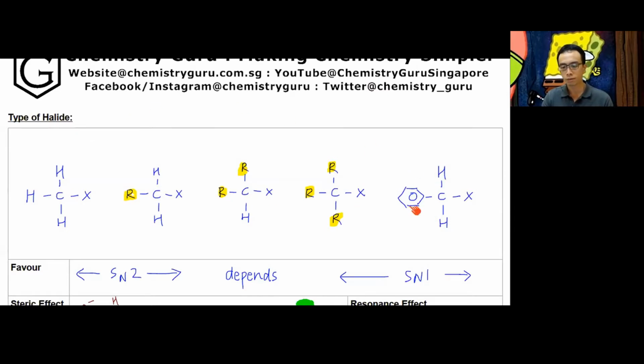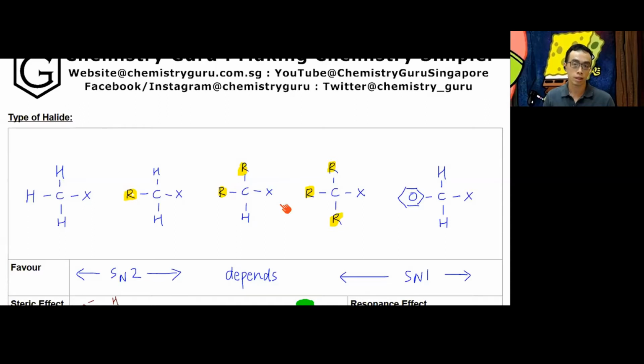Now we have this list here involving the different halides. This is a methyl halide, that means no R group, primary halide with one R group, secondary halide, tertiary halide with 3 R groups. This is my phenylmethyl halide. Technically speaking, if I try to categorize this, it is a primary halide, but it actually favors the SN1 mechanism. So we will talk about it along the way.